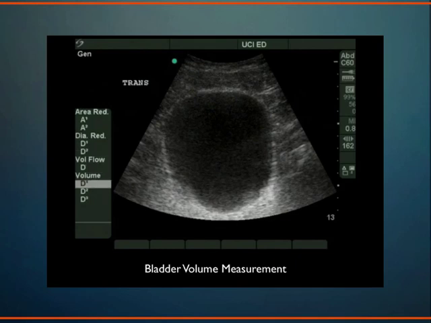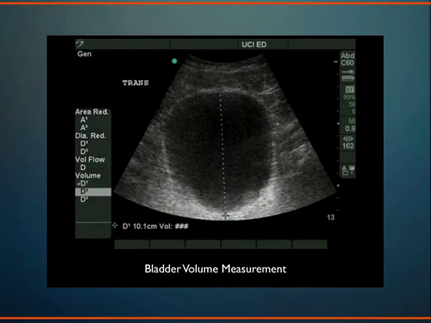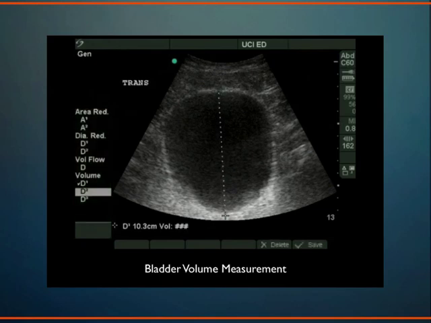So right now we've got the probe in a transverse plane with the indicator to the patient's right. Therefore, this is the height, and this is the width, right? So this is going from one edge of the bladder to the other edge, and this is going from the top of the bladder to the bottom of the bladder. So we can input these, and some machines will allow you to do this. D1 got entered. Now we're entering D2, which we're going to call the width.